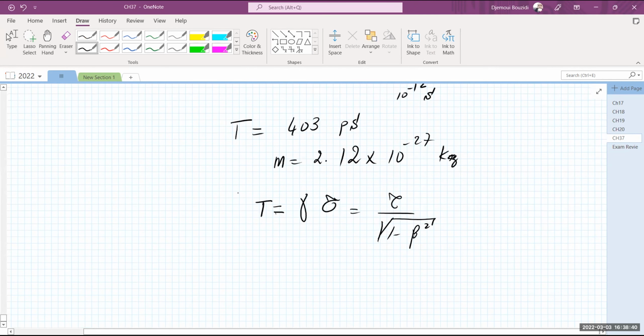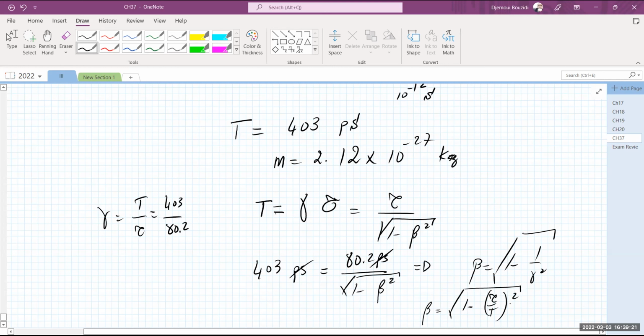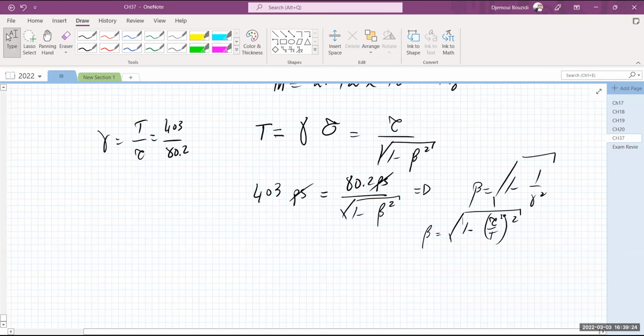So how fast is the particle moving? We have everything in here. We have this one is 403 ps, and this one is 80.2 ps. Cancel the ps with the ps, we really don't need them, divided by 1 minus beta squared. And from here, we could have found gamma from this expression. Gamma would be just T over tau, and T is 403 divided by 80.2. So from here, we use another expression that we found last time, which is square root of 1 minus 1 over gamma squared. Or beta equals the square root of 1 minus, in this case, tau over T squared. You guys understand where I'm getting all of this stuff from?